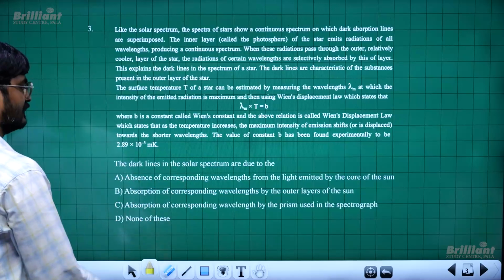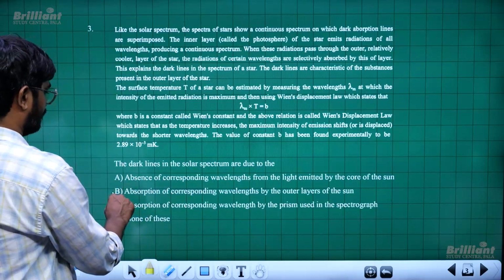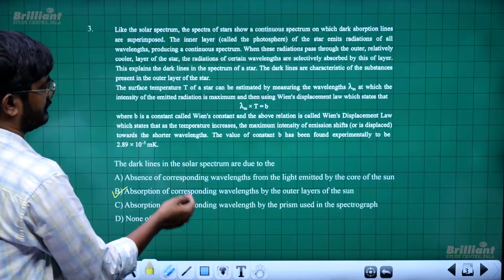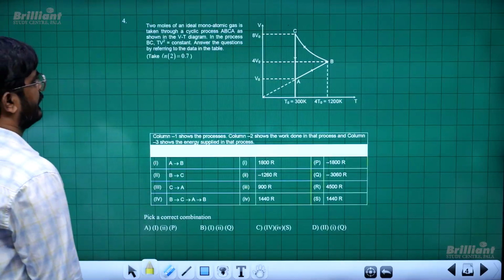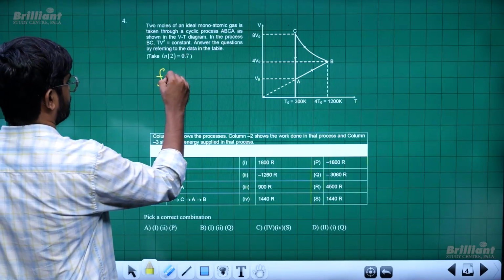The dark lines in the solar spectrum are due to absorption of corresponding wavelengths by the outer layers of the sun. So, you can read it, the answer lies in itself. 2 moles of an ideal monoatomic gas, degrees of freedom were 3.